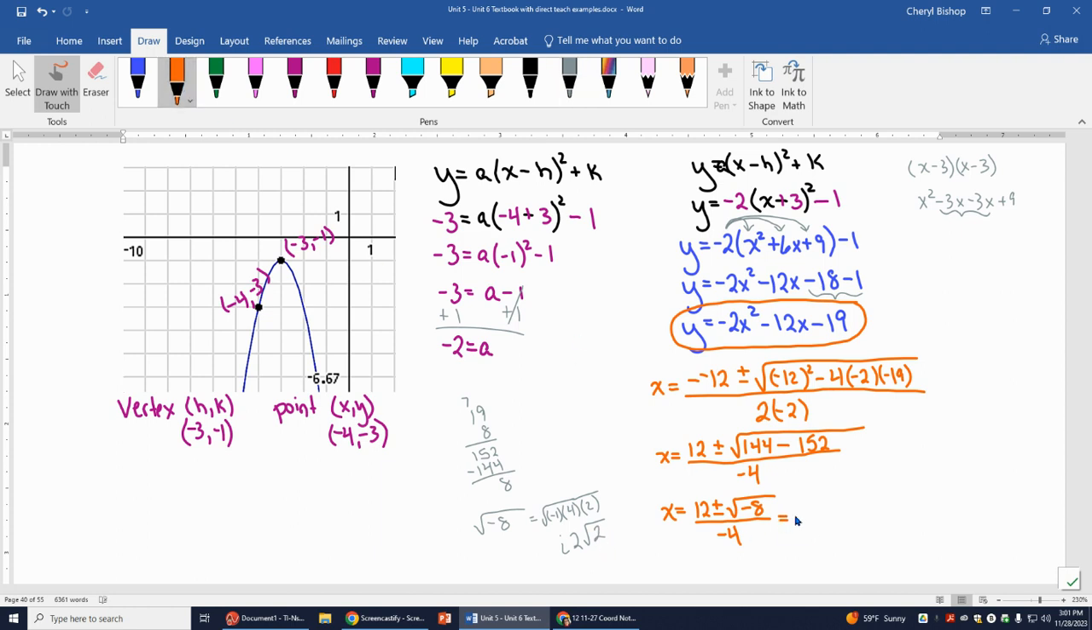So this ends up being 12 plus or minus i times 2 square roots of 2 over negative 4. And then we want to divide these separately by that negative 4, and we want to put that i on the very end. So 12 over negative 4, that's negative 3, plus or minus the 2 square roots of 2 over 4. So the 2 over 4 is 1/2. So that's going to become just the square root of 2 over 2. And then don't forget that i on the end.